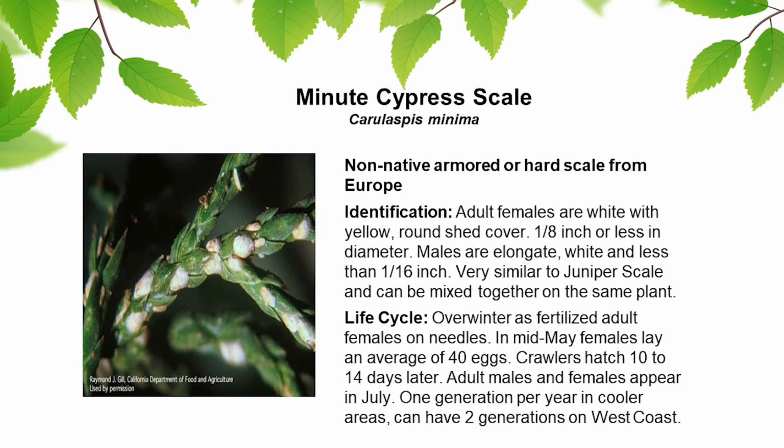Minute cypress scale overwinter as fertilized adult females on the needles. In mid-May, the females lay an average of 40 eggs. Crawlers hatch 10 to 14 days later. Adult males and females appear in July. They have one generation per year in cooler areas and can have 2 generations on the west coast.